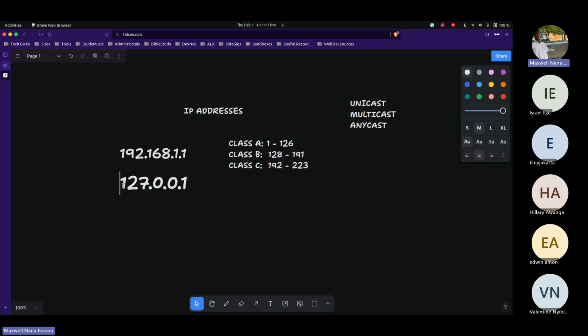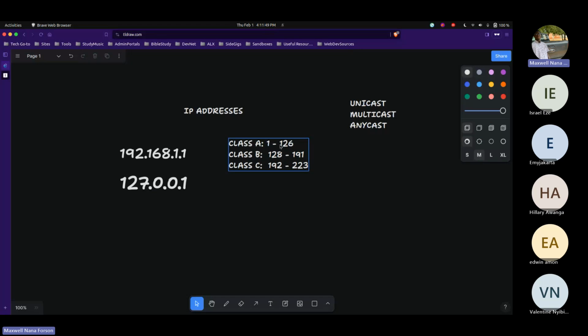So we don't really use it. We don't really assign this to any PC. Every system comes with this address by default. So if you ping your PC with 127.0.0.1, it's going to ping itself, or test the connection to itself. So this 127 is not really part of a specific class because we don't really use it. I just left it out so that we wouldn't mix it up.